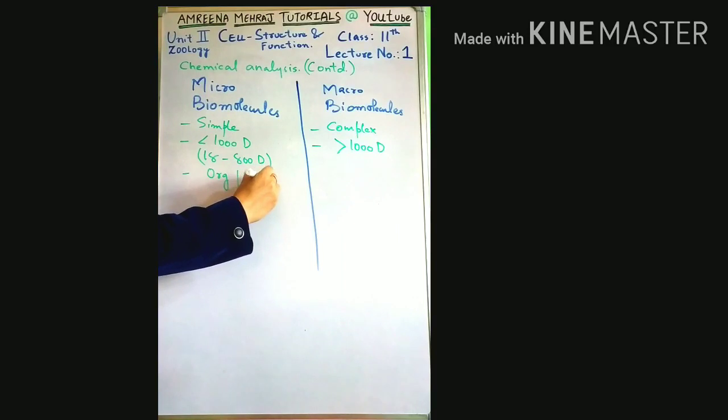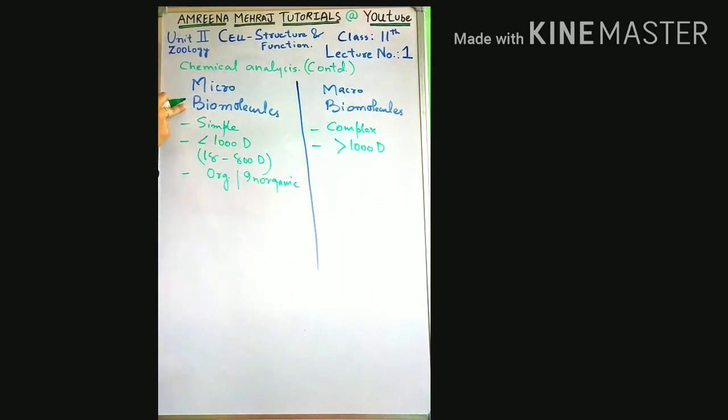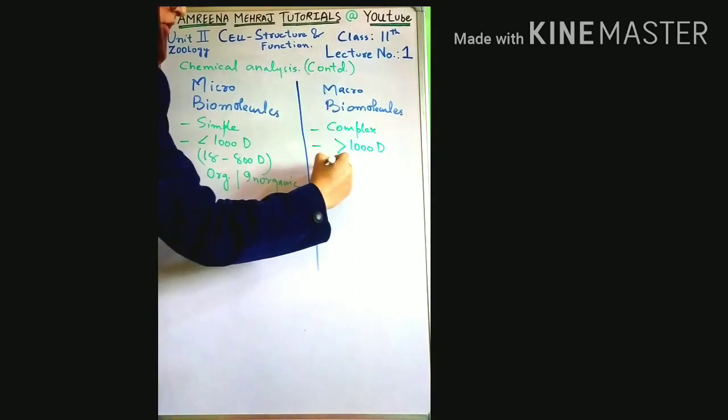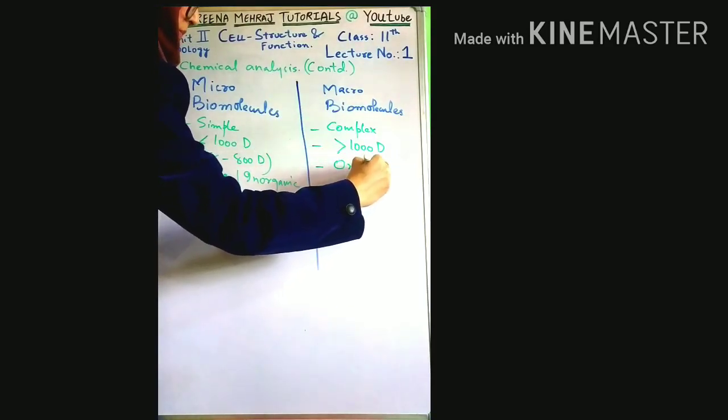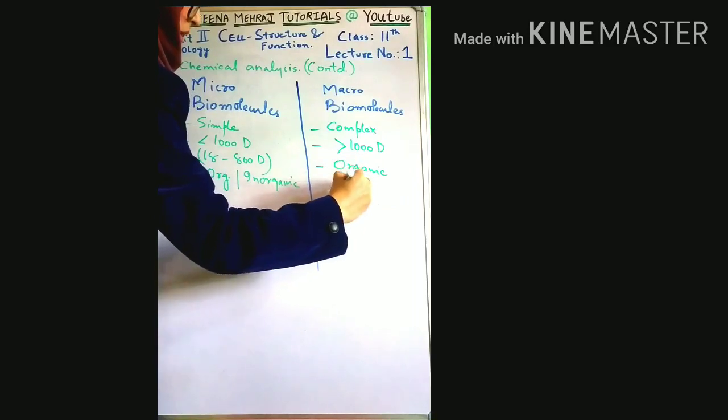If you look at these categories, you will find microbiomolecules to be both organic as well as inorganic. So my dear students, microbiomolecules, nature-wise, they could be organic as well as inorganic. But macrobiomolecules are specifically organic in nature.